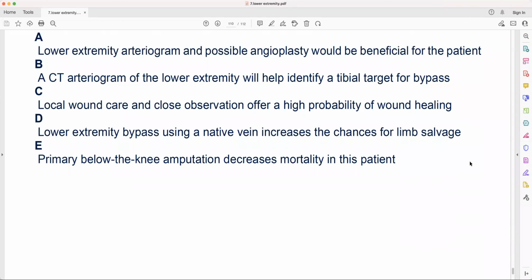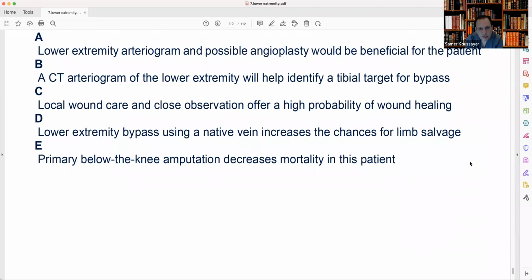D, lower extremity bypass using native vein increases the chances for limb salvage. No, we didn't decide to do any revascularization. E, a primary below the knee amputation decreases mortality in this patient. No, the wound is clean, not infected, so it's too early to decide on amputation. Amputation increases your mortality in general, because they're just making a general statement. If they said primary below knee amputation increases mortality in this patient, yes, the answer would be yes, because it's a general statement, not saying they're going to do it.